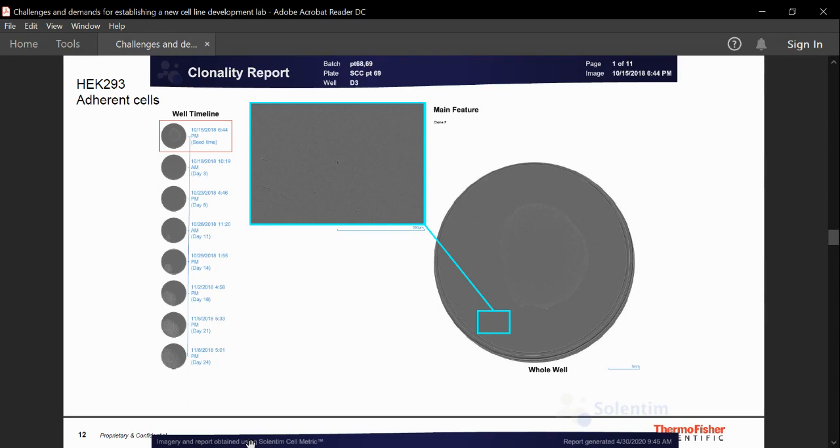As you can see on the report, there's a good deal of information captured by the Cell Metric that makes its way onto the clonality report. You can label the batch number or lot number at the top. You can use a plate identifying number to keep track of multiple plates when you're seeding and imaging more than one at a time. The clonality report also displays the selected well information in addition to the date and time stamp of the image. It tracks, as you can see, from well D3 here from an HEK293 adherent cell, every time we image it, it just piles it into the same report.